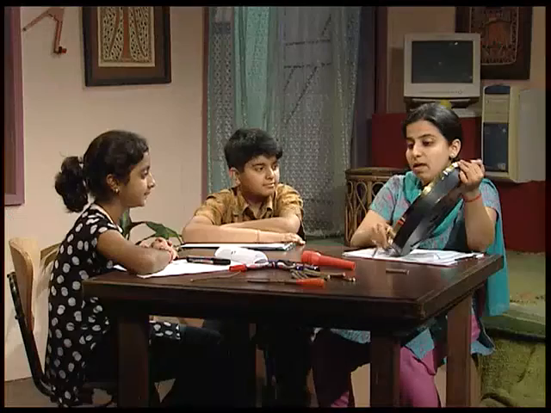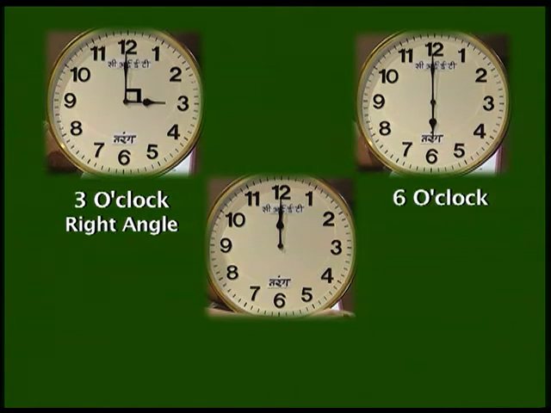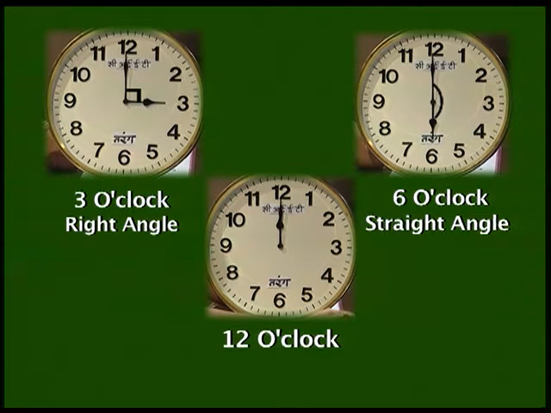Okay. Yes, Didi. Now, Rahul, look at the screen and tell me what time is shown on the clock and what angle is formed by the two hands. Okay, Didi. In the first clock, the time shown is 3 o'clock and the angle formed is right angle. In the second clock, the time shown is 6 o'clock and the angle formed is straight angle. And in the third clock, the time shown is 12 o'clock and the angle formed is a complete angle.